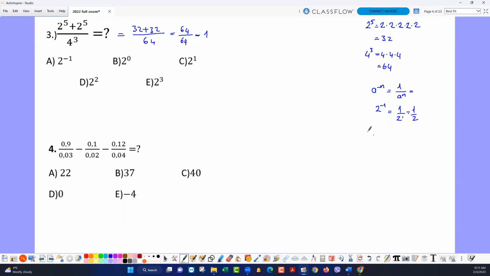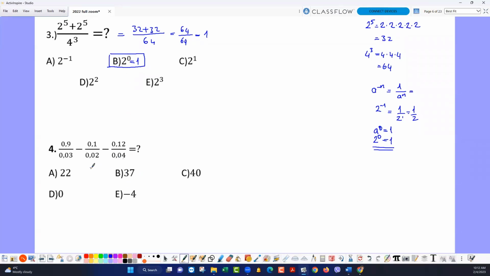And the second one that we need to know is 2 to the power of 0, or a to the power of 0. Let me remind you about that one: a to the power of 0 is equal to 1. So 2 to the power of 0 is equal to 1. Actually, this is the answer. Since 2 to the power of 0 is equal to 1, and we got the answer 1, the answer is going to be B.